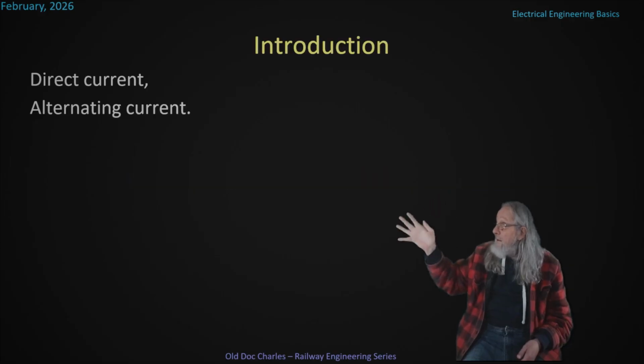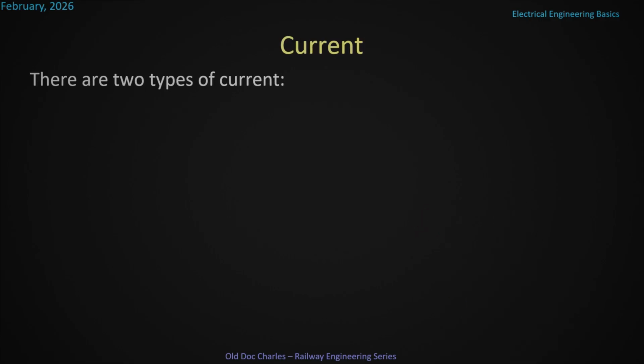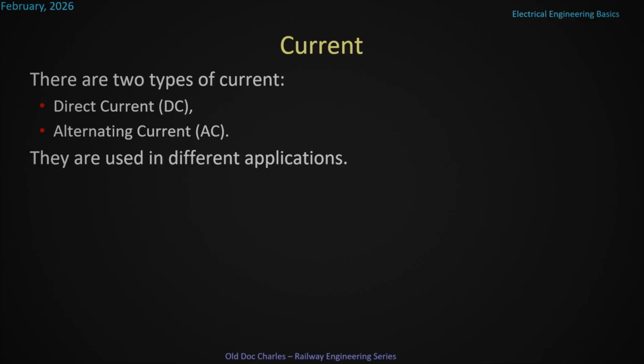So here's an introduction, traditional to include an introduction. This is all I'm going to talk about. It's not much, it's only 2 things. There are 2 types of current. We have direct current, which we call DC, and alternating current, which we call AC. They're used in different applications, and I'll talk more in later videos about what these applications actually are.